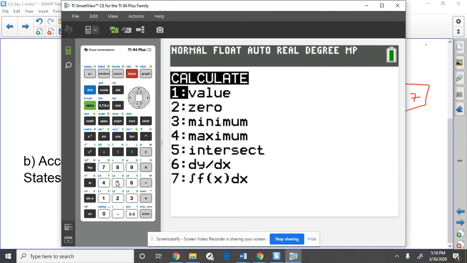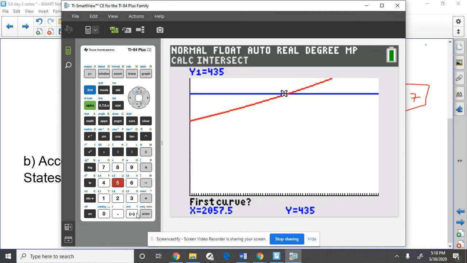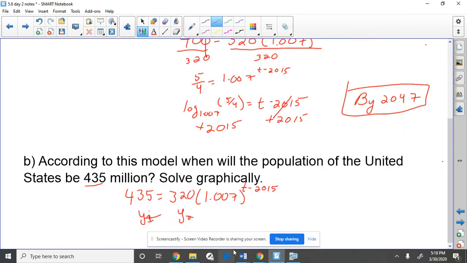So I go to calculate, option 5, intersect. First curve is the 435. Second is my population curve. Make a guess that's close by. And it hits at 2059.01. So we could have a whole discussion here about whether we should round down to 2059 or round up to the next full year. I think either answer would be fine in this case, but it's when is it going to be 435? By the year 2060. If you put 2059, I'd be good with that.